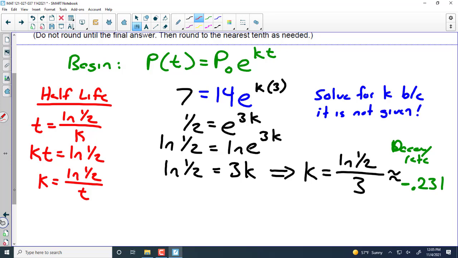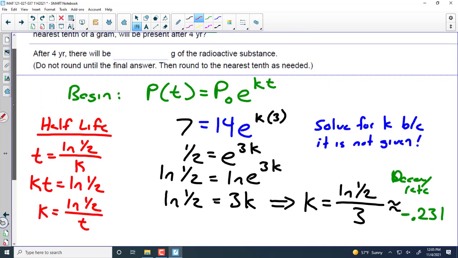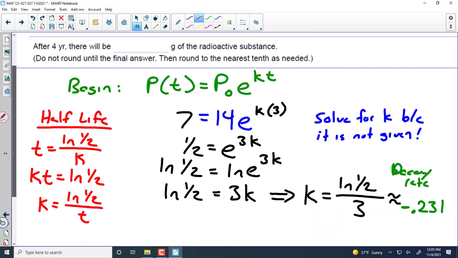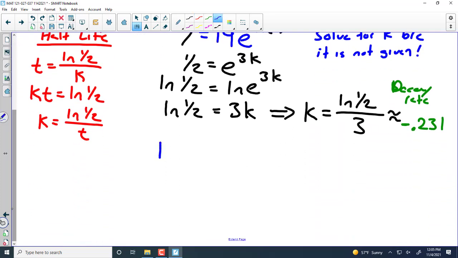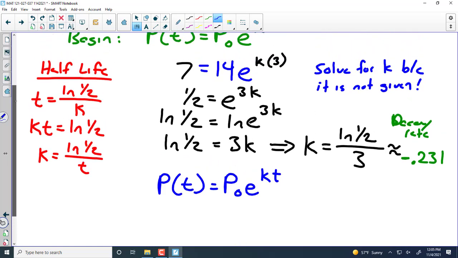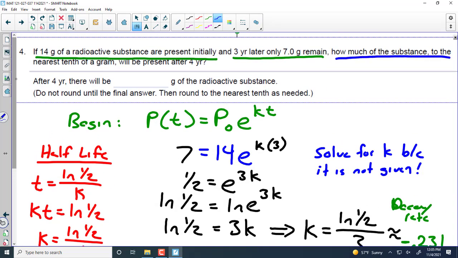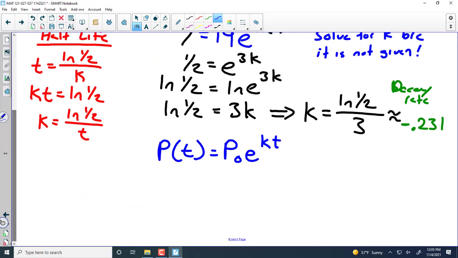What the heck am I supposed to do with this? I don't even remember what this problem was. How much of the substance, to the nearest tenth of a gram, will be present after 4 years? When in doubt, go back to the beginning. The question asks, how much of the substance to the nearest tenth of a gram will be present after 4 years? How much of the substance will be remaining after 4 years?